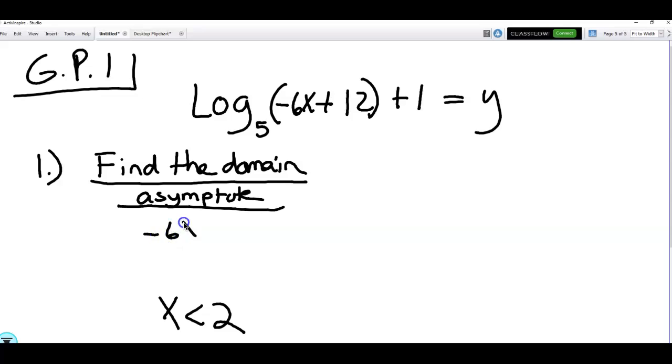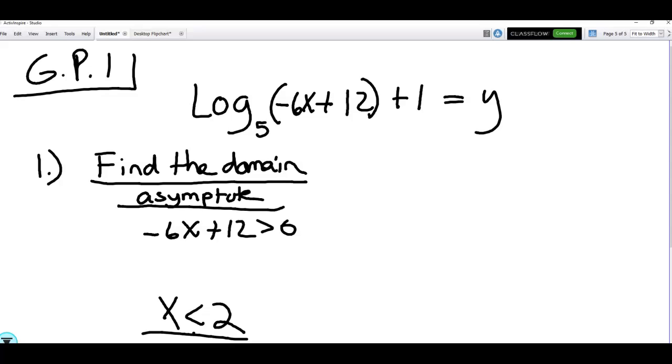So we would have started off like this, you guys, right? And then when you solve, you're going to get 2 as an answer. But since we divide by that -6, that inequality switches around. So what this means is that x has to be less than 2. All right?